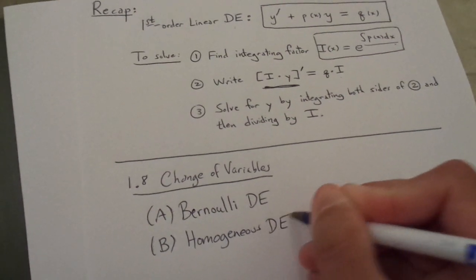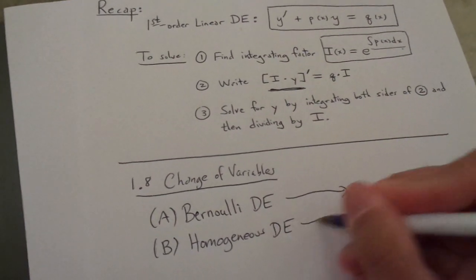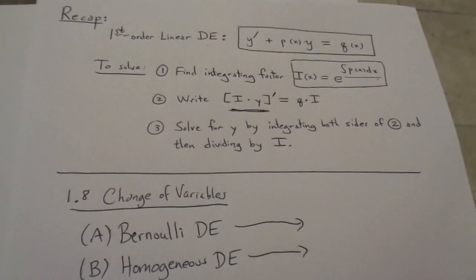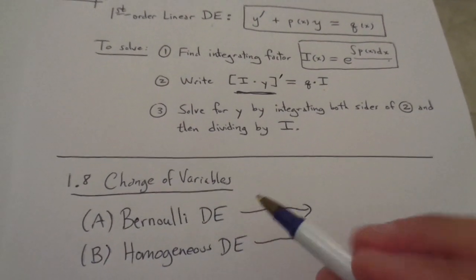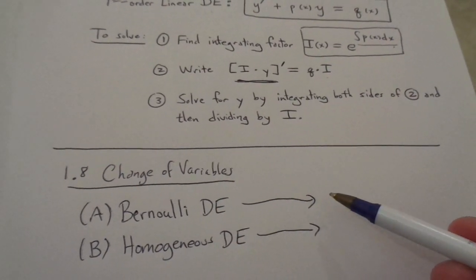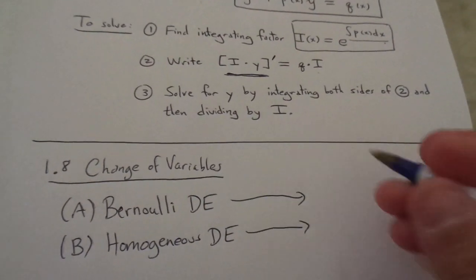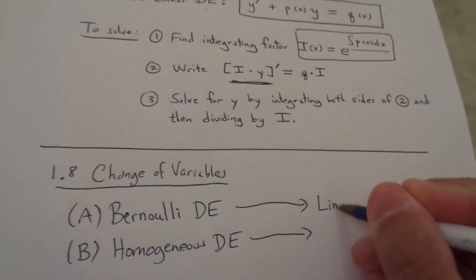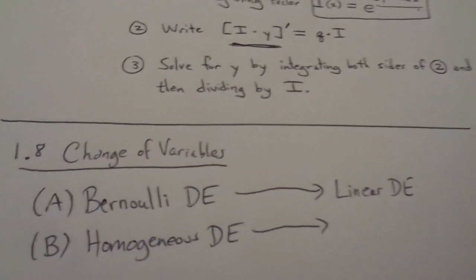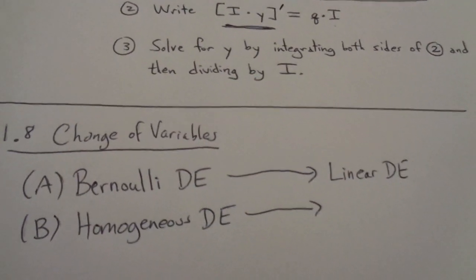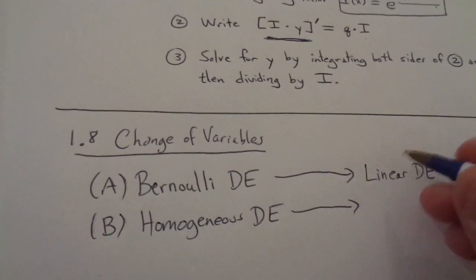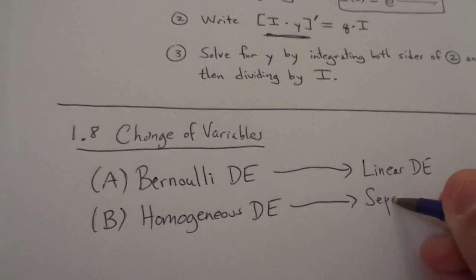Okay, and it turns out that each of these differential equations can be solved by using a change of variables. In the case of a Bernoulli differential equation, if you apply a change of variables to it, which I'm going to explain in a few minutes, you'll always end up with a new differential equation that's linear, and you solve that one instead.